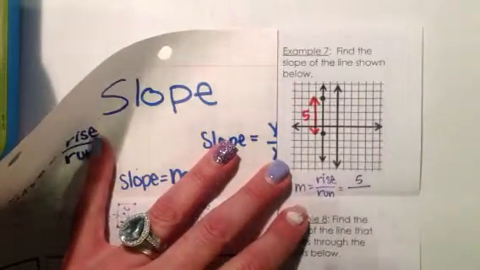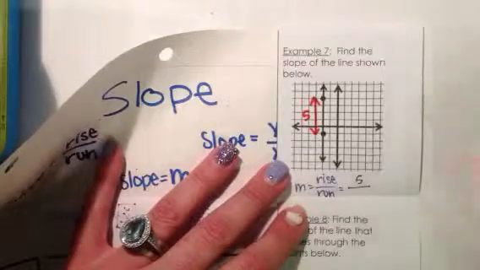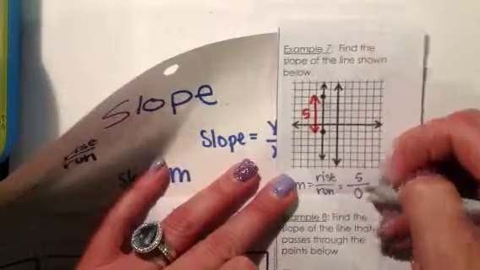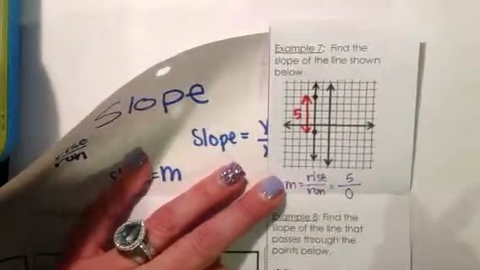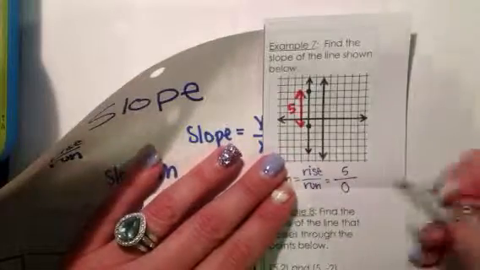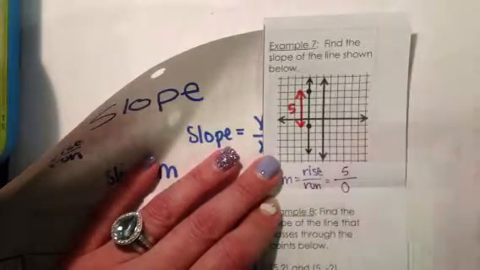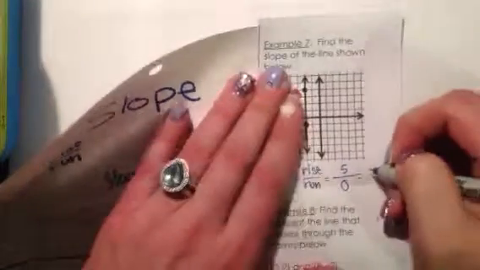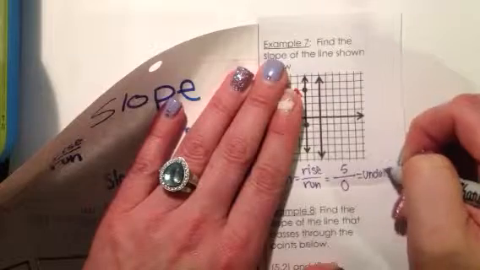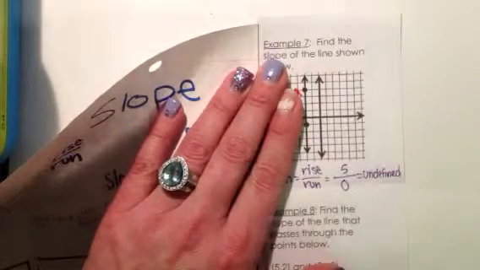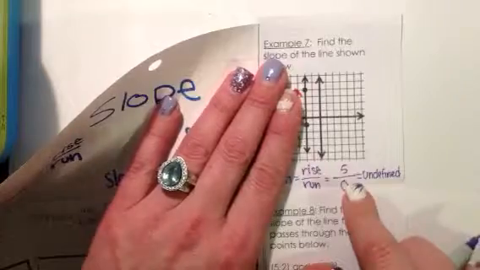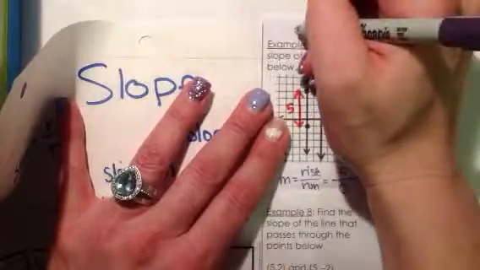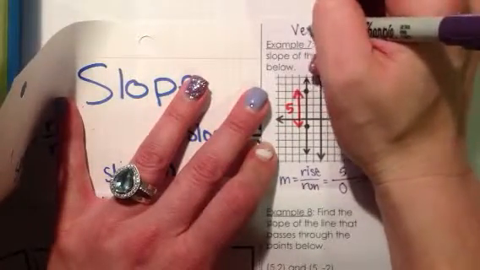Doesn't matter if it's positive or negative. Because the bottom, the run, I don't have to go left to right to get from one point to the other. So our run is 0. Well, remember, you cannot divide anything by 0. It's not allowed. If we put that into the calculator, we get an error. So we say that this is undefined. If you're dividing by 0, it cannot happen. Undefined slopes occur when we have vertical lines.